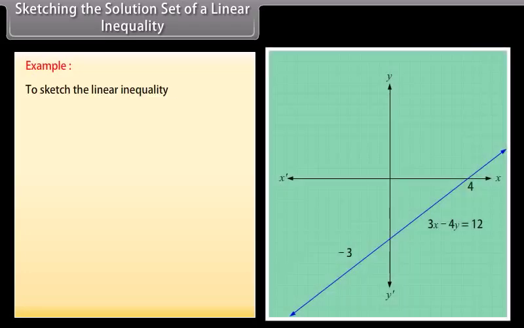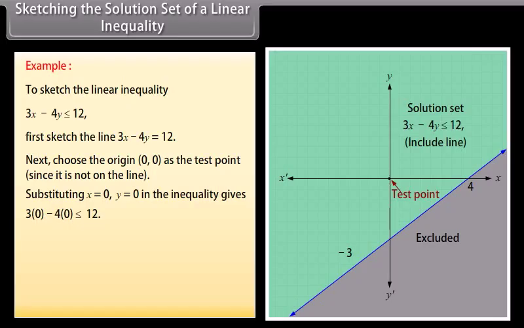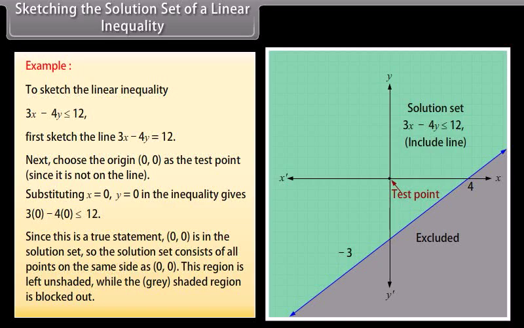Example: to sketch the linear inequality 3x minus 4y is smaller than or equal to 12, first sketch the line 3x minus 4y equals 12. Next, choose the origin (0, 0) as the test point since it is not on the line. Substituting x as 0, y as 0 in the inequality gives 3(0) minus 4(0) is smaller than or equal to 12. Since this is a true statement, (0, 0) is in the solution set, so the solution set consists of all points on the same side as (0, 0). This region is left unshaded, while the grey shaded region is blocked out.